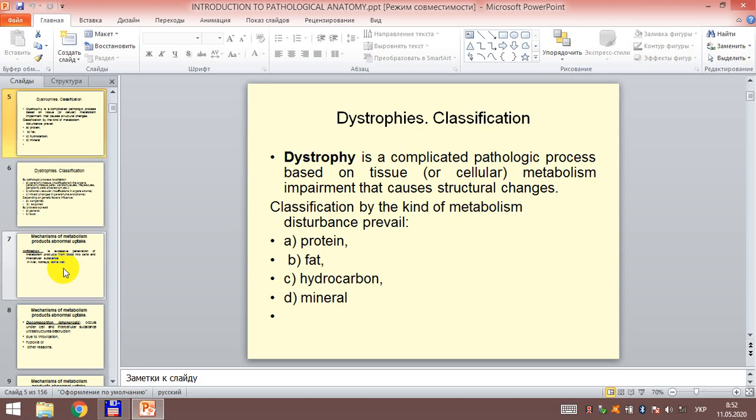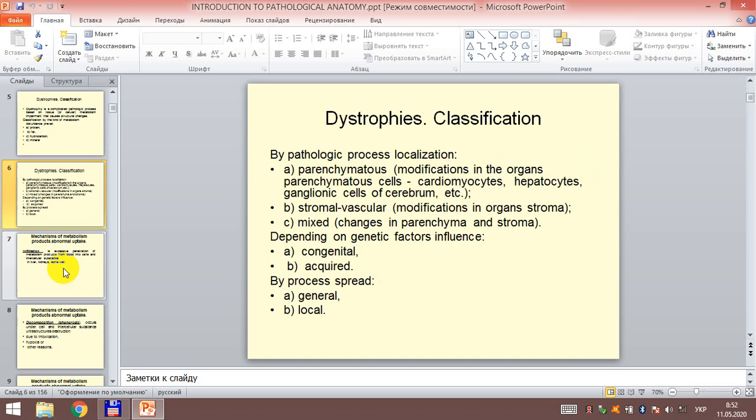Classification of dystrophy. Dystrophy is a complicated pathological process based on tissue or cellular metabolism impairment that causes structure changes. Classification by the kind of metabolism disturbance that prevails: protein dystrophy, fat dystrophy, carbohydrate dystrophy, mineral dystrophy. By the localization of the pathologic process, there are parenchymatous dystrophies, or modifications in the organs' parenchymatous cells, for example, in cardiomyocytes, hepatocytes, ganglionic cells of cerebrum, etc.